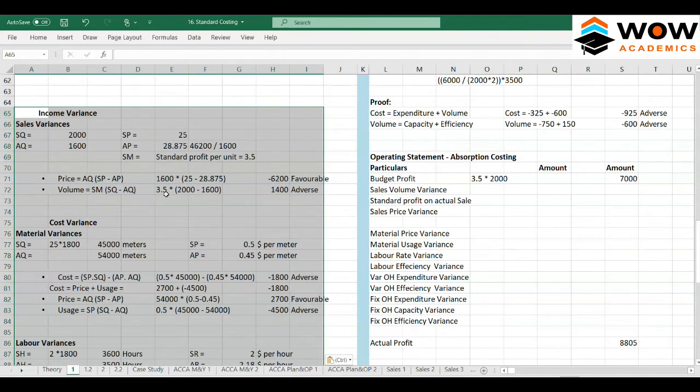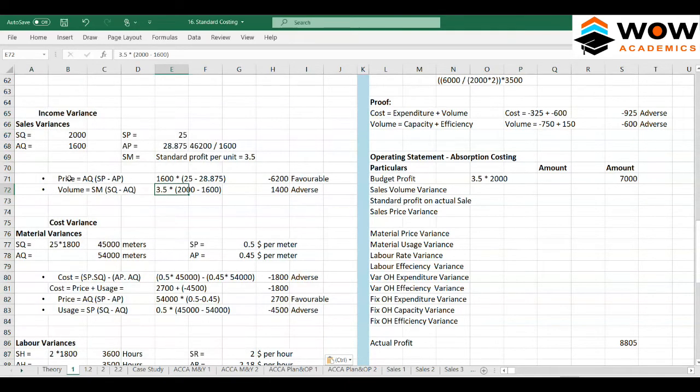So we'll start from here. So the first one is volume. So sales volume variance is 1400, which is adverse. Okay, so don't look at the symbol, it will mislead you. Look at whether it is favorable or adverse. So favorable means we have to put it as plus, and adverse is a minus.